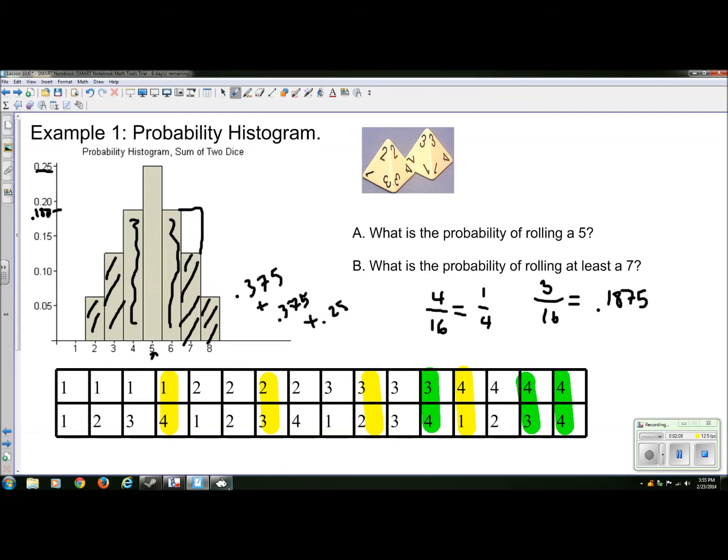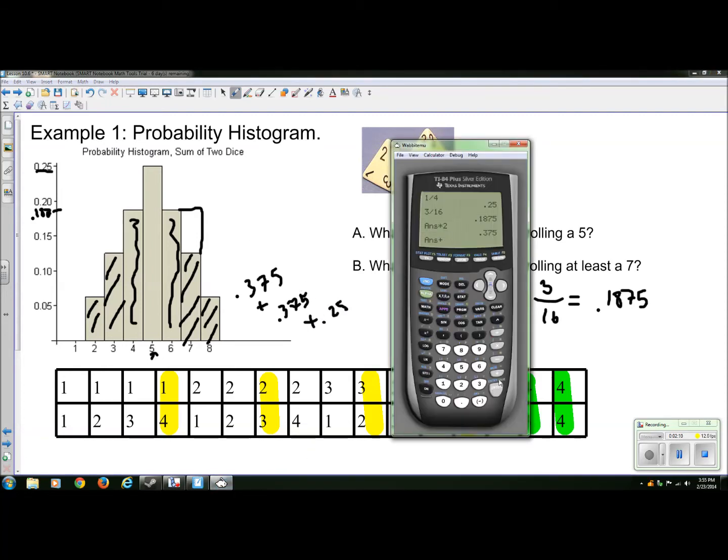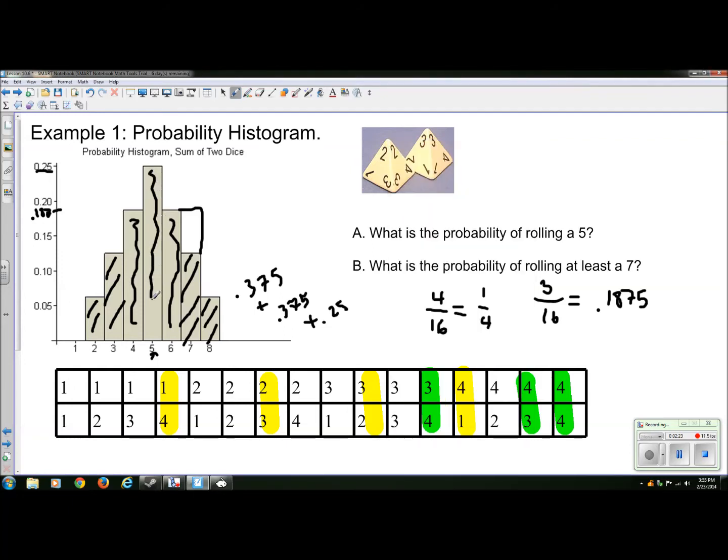On my calculator, I'm going to add plus 0.375 for the other one, plus 0.25, and my answer is 1. And adding that final 0.25, that was all of the probabilities. We've added them all up now. So I just wanted to show that that was the case, and it has to be the case in a probability histogram.